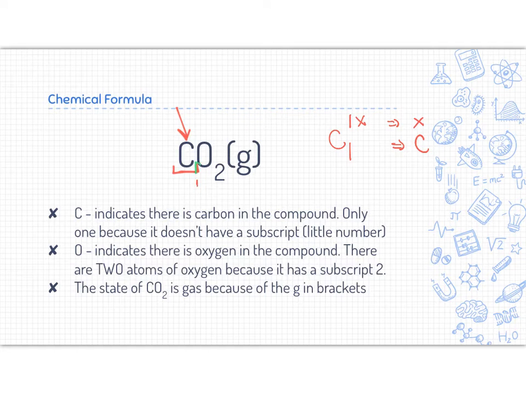Oxygen is next, it's the next capital. Oxygen, there are 2 of them in this compound because we've written it as O2. So there's 2 atoms of oxygen here because it has this subscript of 2. Now in brackets at the very end here is the state of matter. So the state of CO2 is a gas because there's a g in the brackets.